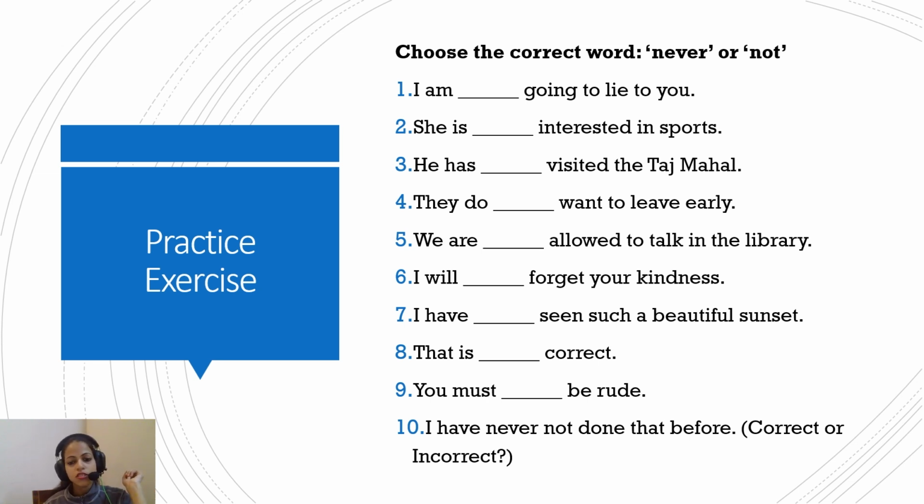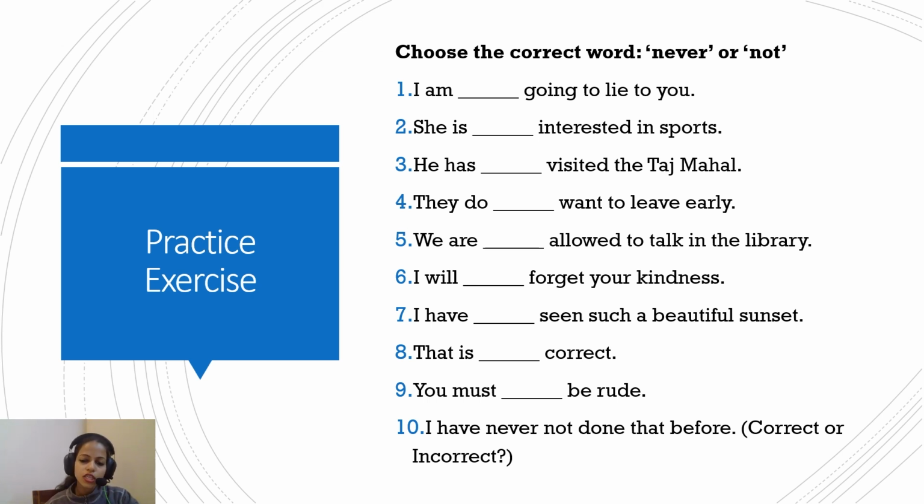I have dash seen such a beautiful sunset. I have never seen such a beautiful sunset. This is the first time I'm seeing it. That is dash correct. That is not correct. So I'm talking about the present. At this point, I'm seeing that this is not correct. So you see the difference between never and not. You must dash be rude. You must not be rude. I'm not talking about since eternity, what has been or what will be forever. I'm talking about right now. You must not be rude. So like that.